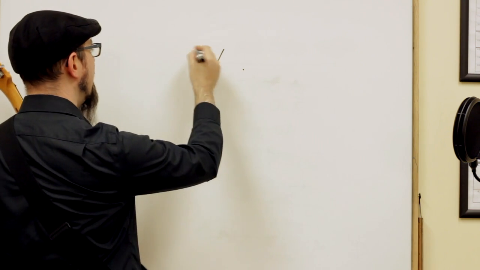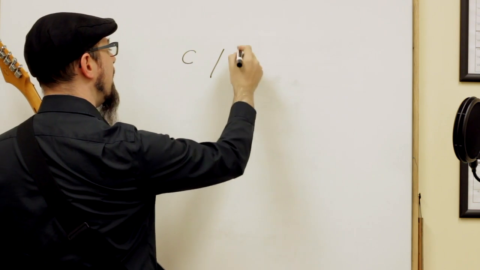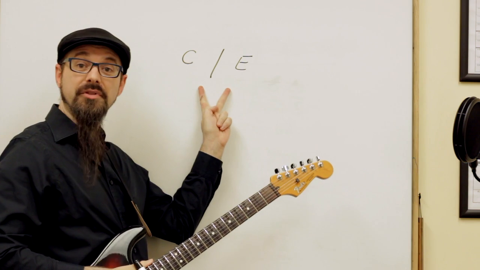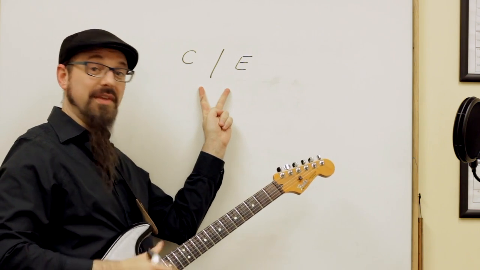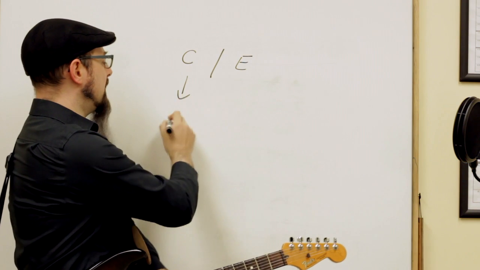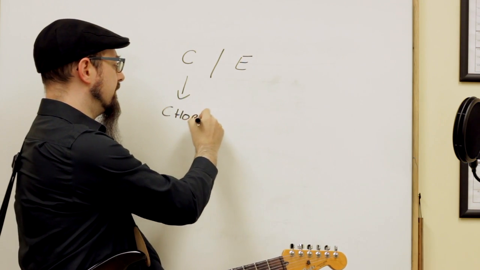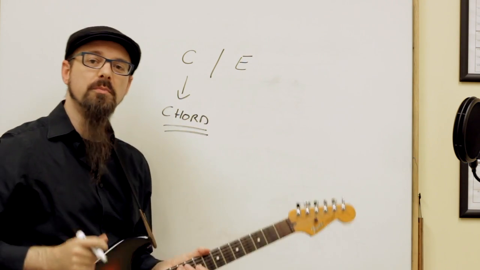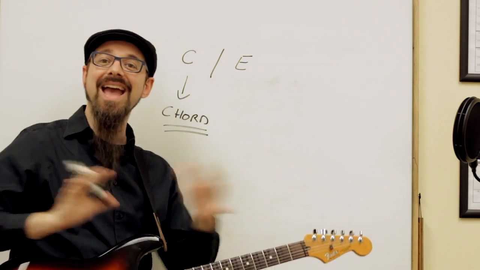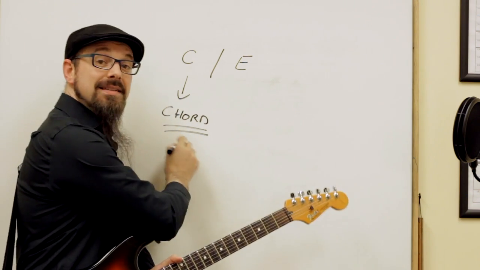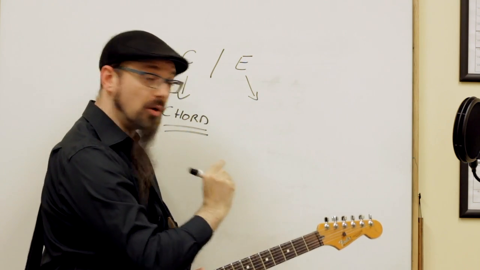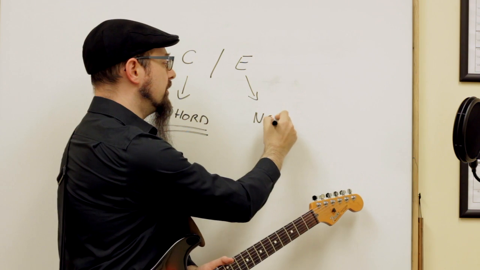So for instance, you can have something like C slash E. Now, those two things are not the same thing. That's the key to understand slash chords. The first symbol is a chord, which could be major, minor, diminished, augmented, seventh, whatever, any chord. But it's important that this is a chord. While the second symbol, it's not a chord, it's just a single note.